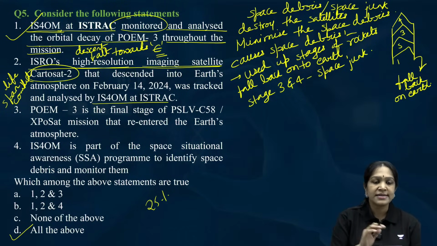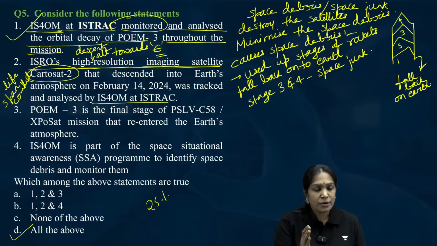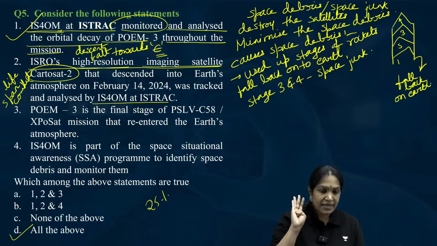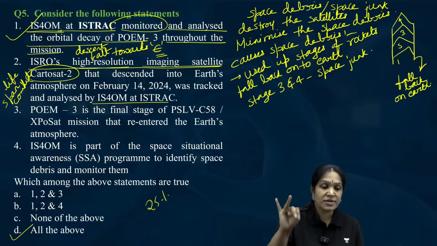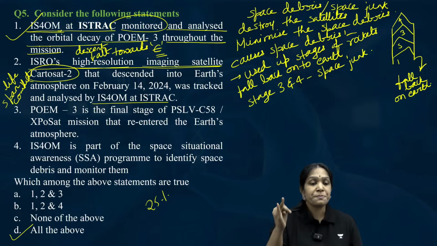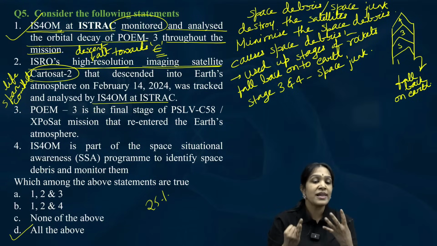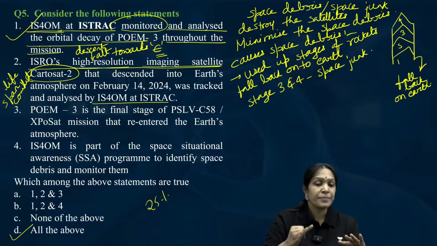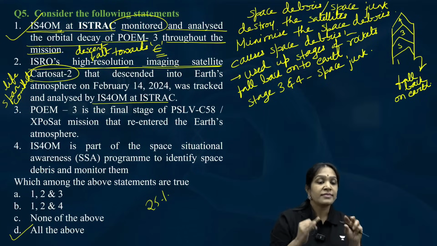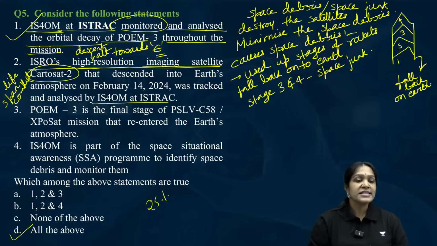Is the second statement clear? Cartosat-2 is a high-resolution imaging satellite. This Cartosat-2's lifespan is completed. So, it should be safely brought back onto the Earth, because if it is left there, it will become space junk. If it is not brought carefully, it may cause casualties and accidents. So, like POEM, the Cartosat-2 also should be safely brought back onto the Earth. That is also tracked by IS4OM in the ISTRAC.